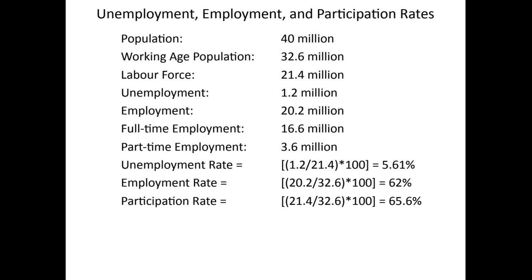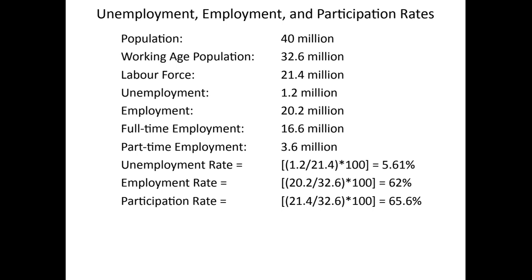So suppose the population, that is total population of the country, is 40 million. Working age population is 32.6 million. So I have excluded all those who are below 15 years of age, who are in armed forces or living on reserves. All these people are subtracted from the actual total population to get working age population. So working age population is 32.6 million people.